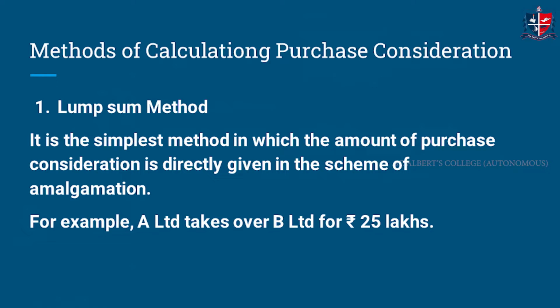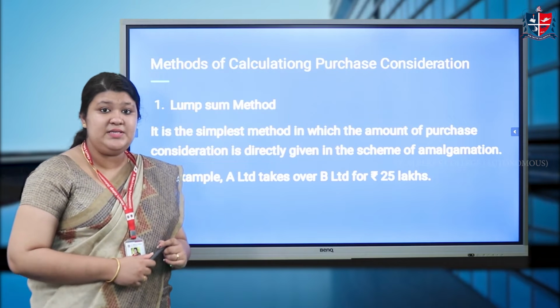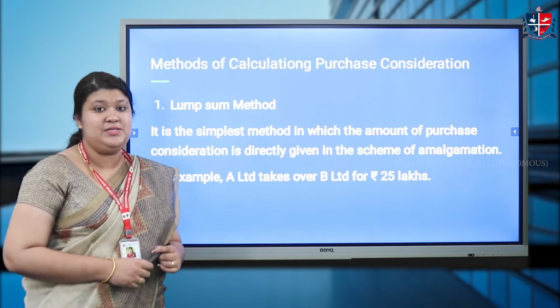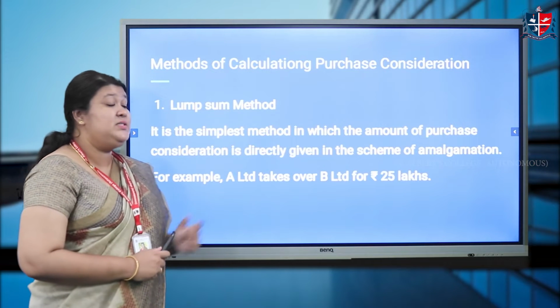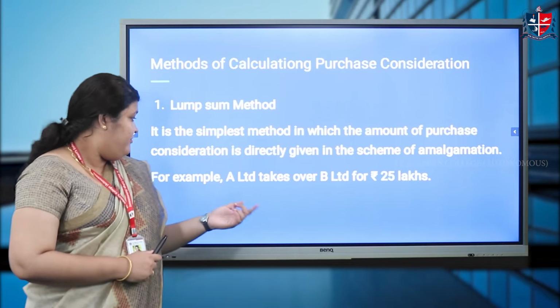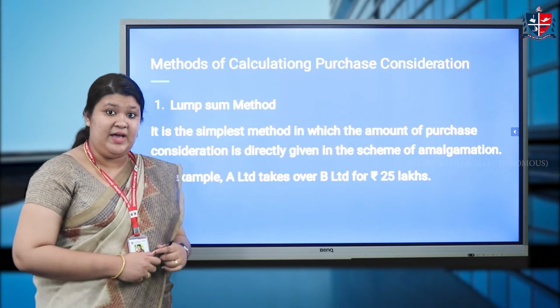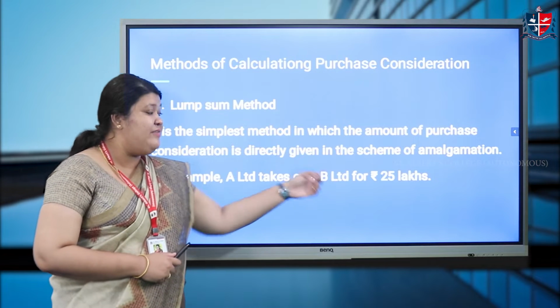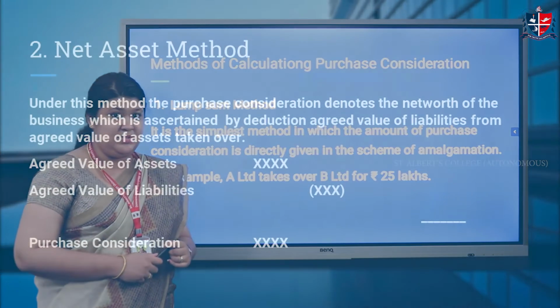Now let's see what are the different methods of calculating purchase consideration. The first method is the lump sum method. This is the simplest and the easiest method to calculate purchase consideration. In this case, the amount of purchase consideration will be directly given in the scheme of amalgamation. For example, A Limited takes over B Limited for rupees 25 lakhs. In this situation, rupees 25 lakhs will be the purchase consideration, which is given as a lump sum.